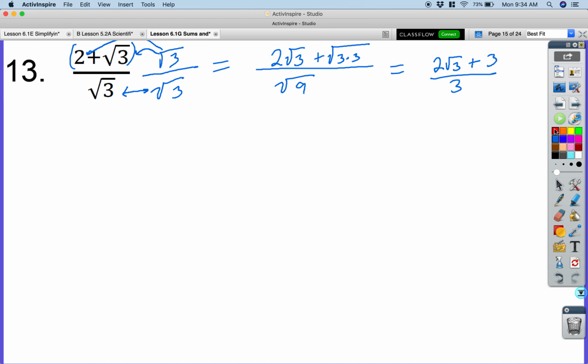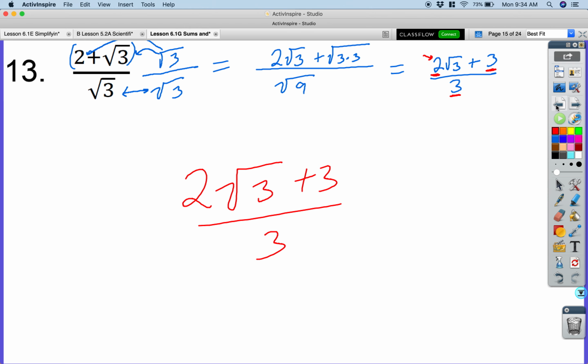Now, one big mistake students make is they want to simplify these 3s. You have to look at the coefficients of every single number on the numerator and the denominator. If they're all divisible by the same number, that's when you can simplify. In this instance, since I have a 2 here, which is not divisible by 3, you cannot simplify this anymore, and your final answer is 2 radical 3 plus 3 all over 3.